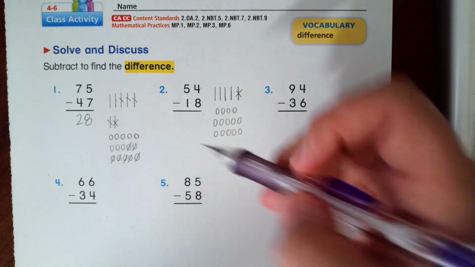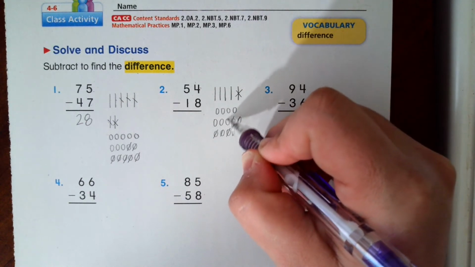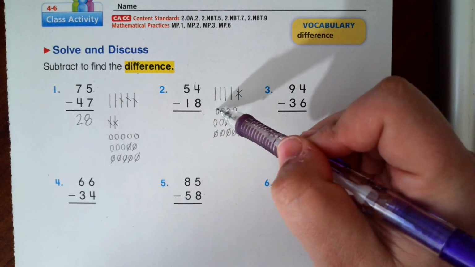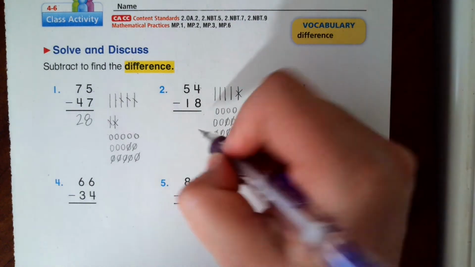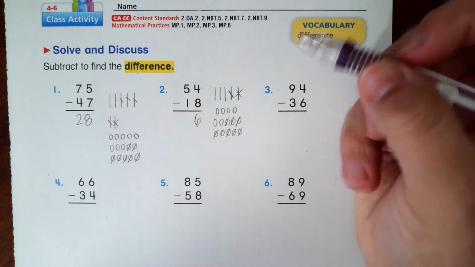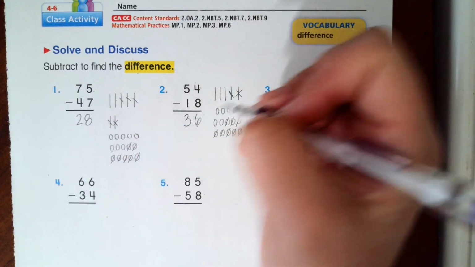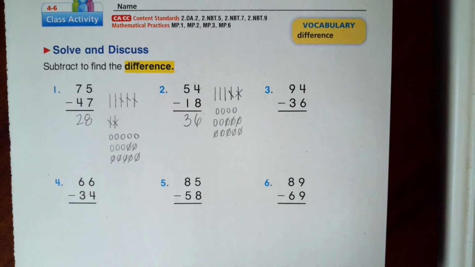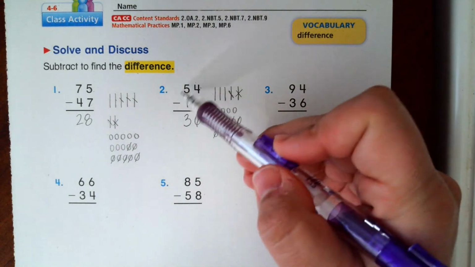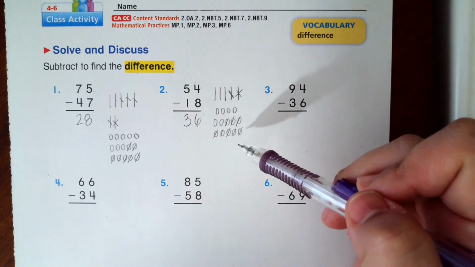And now I can subtract 8. So 1, 2, 3, 4, 5, 6, 7, 8. So I'm left with 6 ones, and I need to take away one of my 10s. So now I'm left with 1, 2, 3 10s. So an answer of 36. Now again, I don't have to cross off any numbers because here is my method right here.